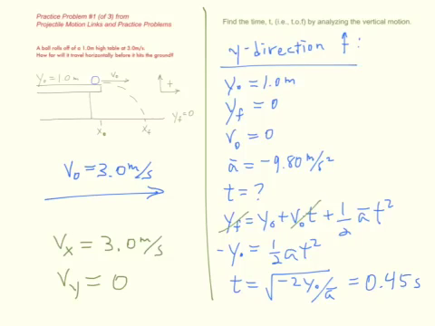And now we're ready to move on to the analysis of the horizontal motion, knowing that that 0.45 seconds is not only the time it takes to fall 1 meter, but it's also the time that this ball will be traveling horizontally at that 3.0 meters per second. That's the information we're going to use to figure out how far it will travel horizontally in that 0.45 seconds at that velocity of 3.0 meters per second. So here we go.